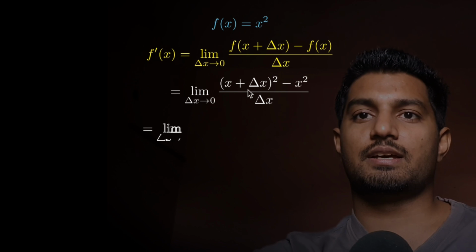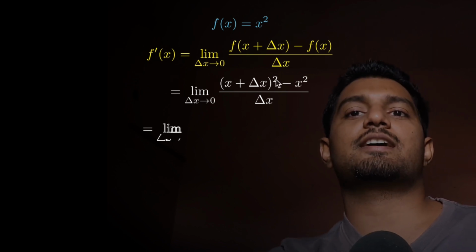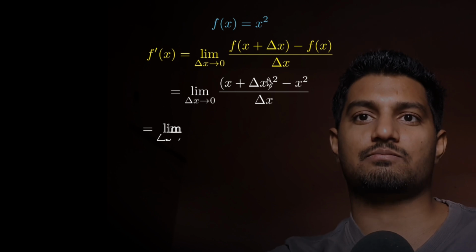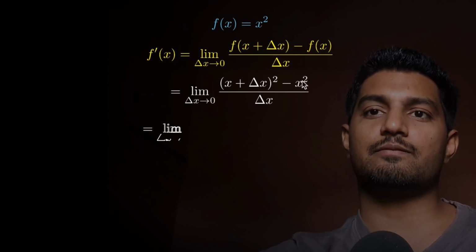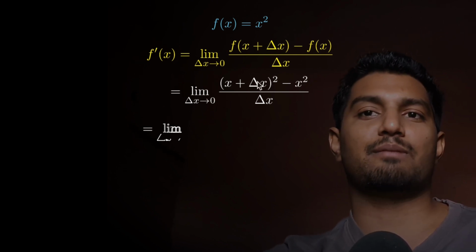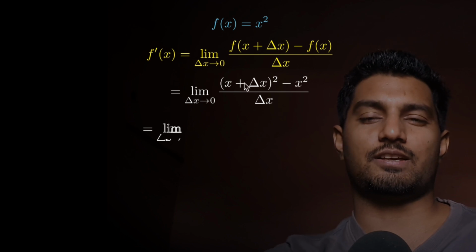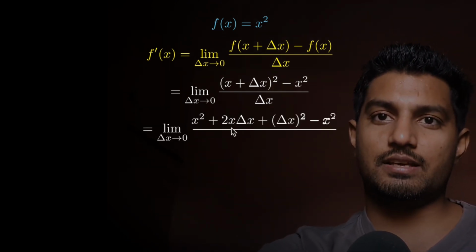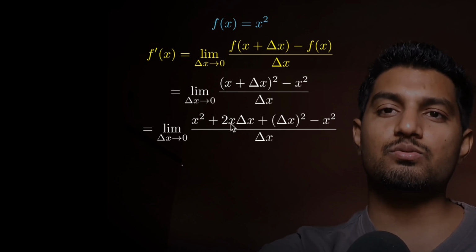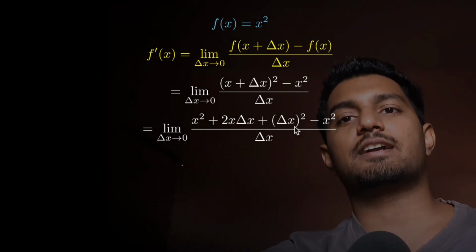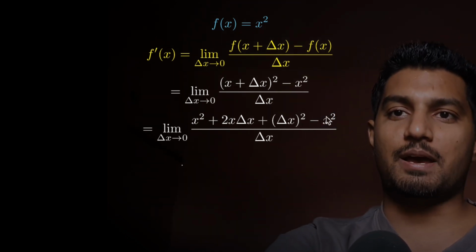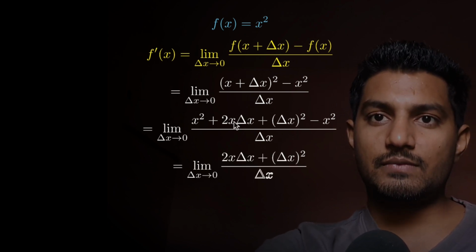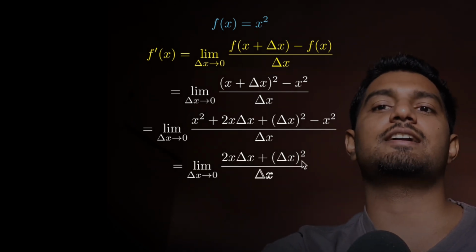So the input becomes x plus delta x, divided by delta x, and basically I'm replacing f with x square. So this will become x square, and this will become (x plus delta x) whole square, which looks very similar to (a plus b) whole square, right? If you solve this, it becomes x square plus 2x delta x plus delta x square minus x square. So the minus x square gets cancelled, and we are left with 2x delta x and delta x square.